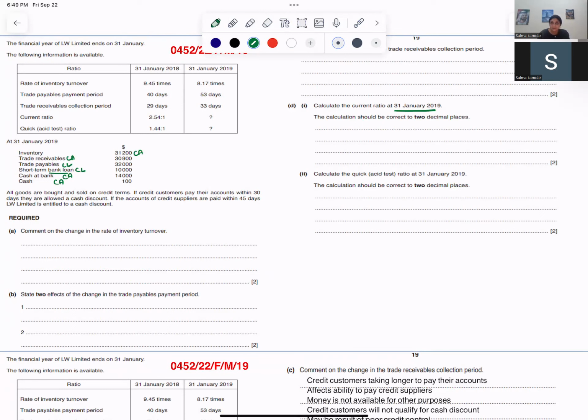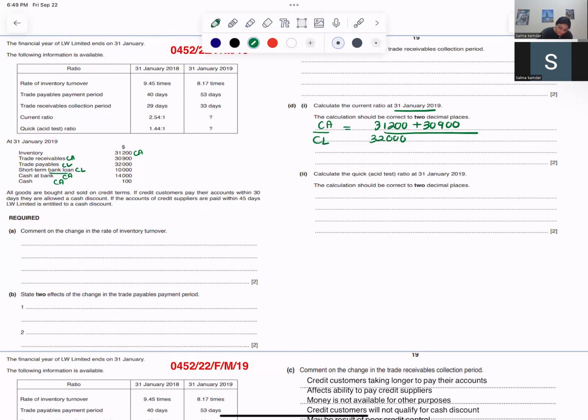I need to calculate my current ratio. Formula for current ratio is current assets over current liabilities. So I will write all my current assets, 31,200 plus 3,900. Current liabilities is 32,000.